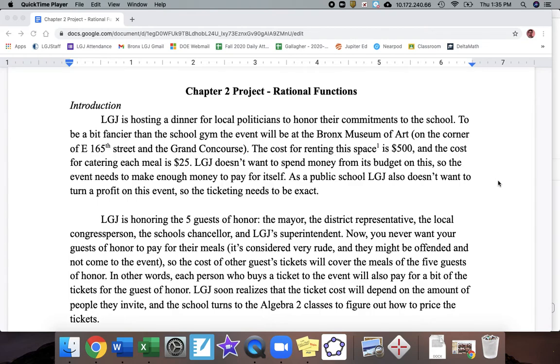By now, I assume that you've already read this, so I'm just going to point out the important parts for our process. The fact that there's a base value of $500 for renting the space, and that every more person we invite is $25 more. So that's going to give us a really good idea about how much money LGJ is spending throughout this process.